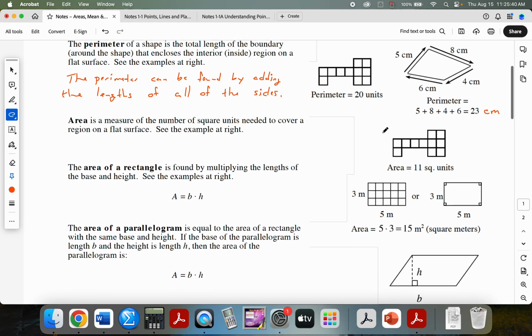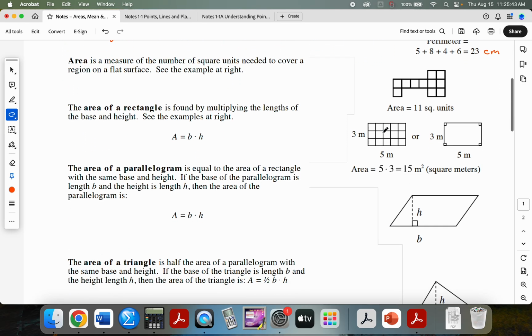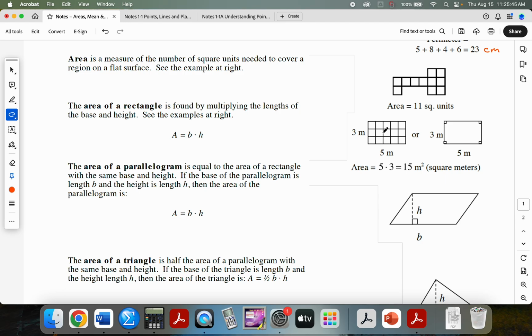All right, then area is a measure of the number of square units needed to cover a region on a flat surface. So here, the area is 11 because there are 1, 2, 3, 4, 5, 6, 7, 8, 9, 10, 11 squares that it takes to cover that. You could measure the floor in this room, for example, by counting up how many of these floor tiles it takes. It takes this many floor tiles. Okay?